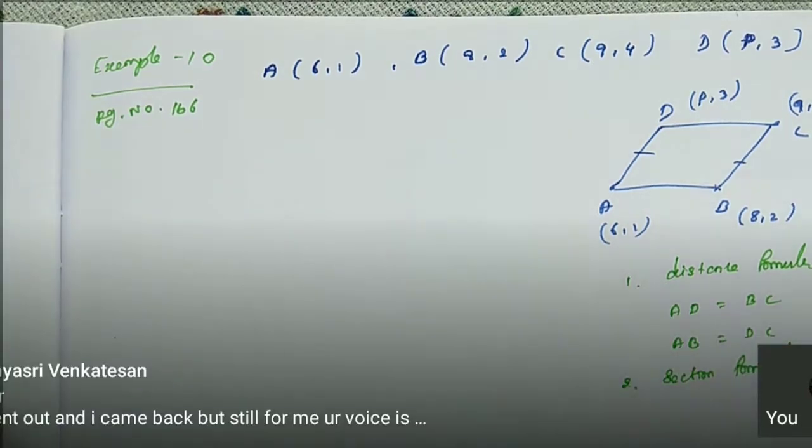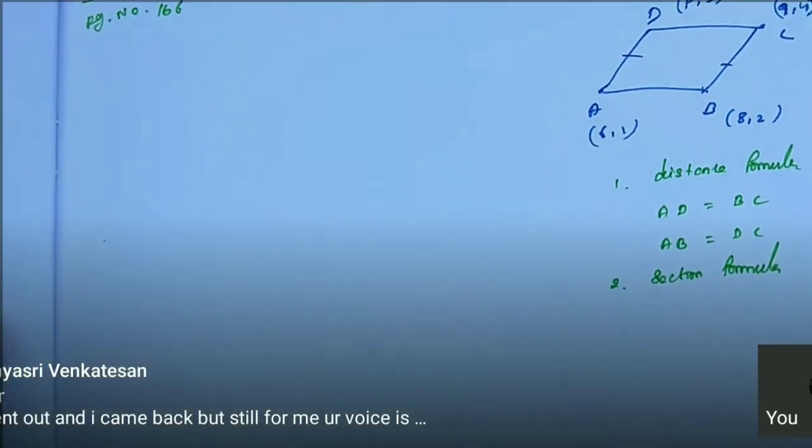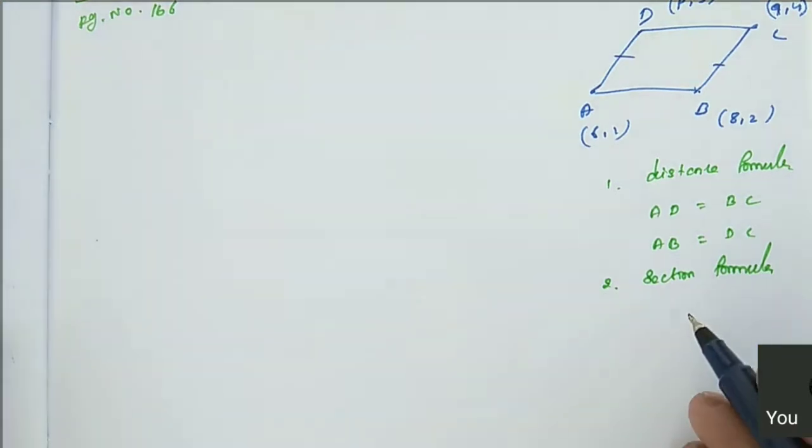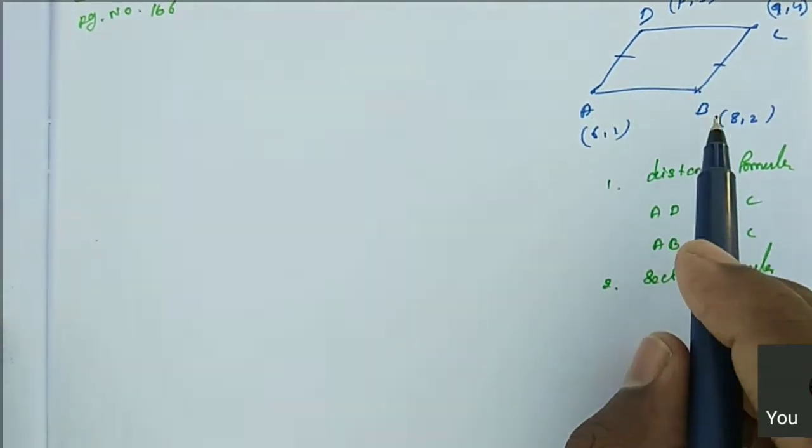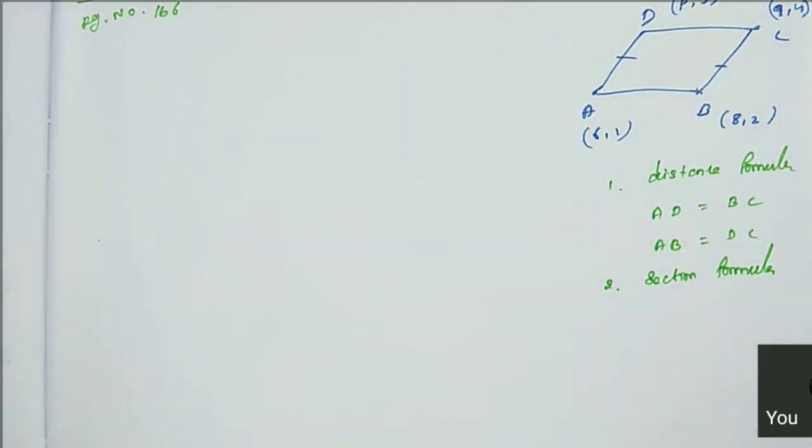When we want to use the section formula, we need to know the ratio. Here they didn't give any ratio, so how will we find it? Do you understand what I am saying? Tell me, then how will you find the ratio? Actually, we all know this.